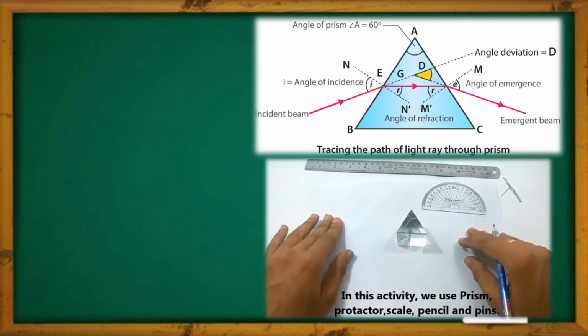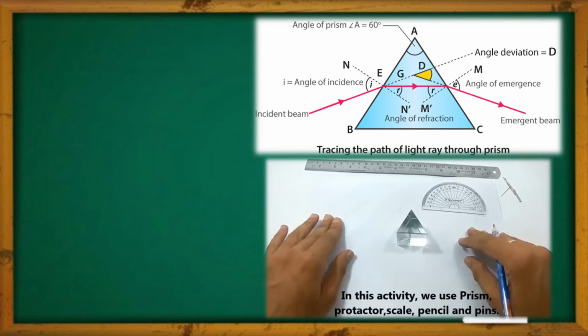Another thing you see is the angle of prism. The angle A is known as the angle of prism. The angle of prism is the angle opposite to the base of the prism, that is the base BC, and here in this case it is measured to be 60 degrees.